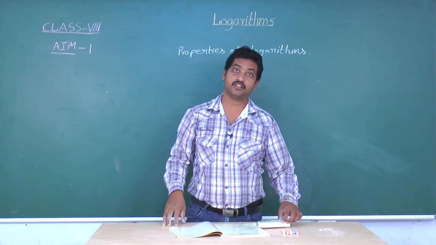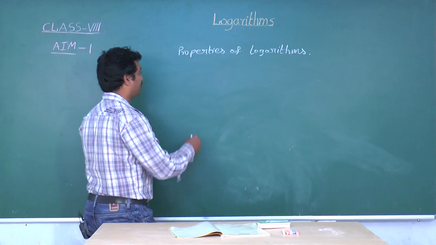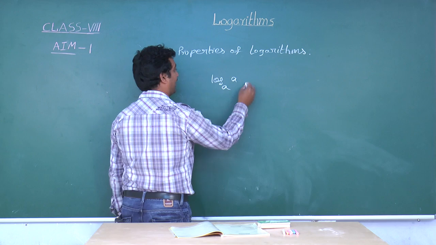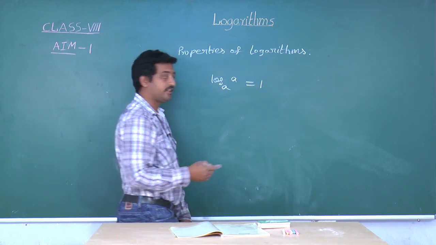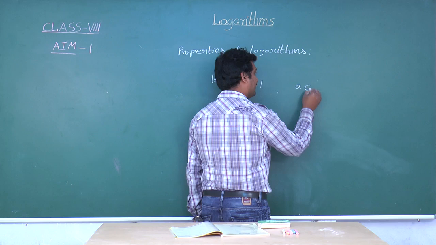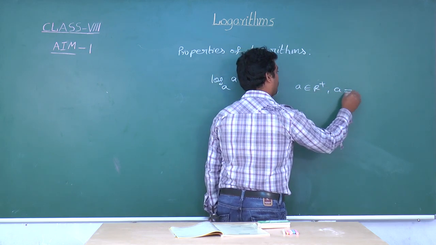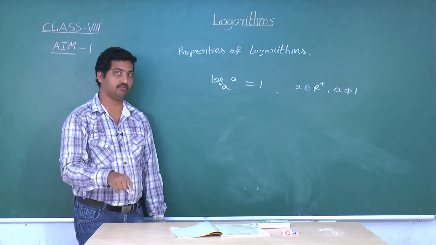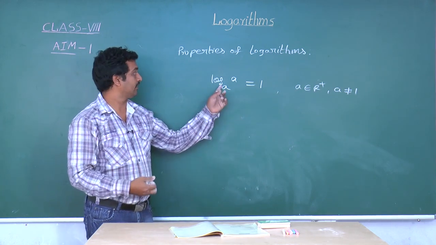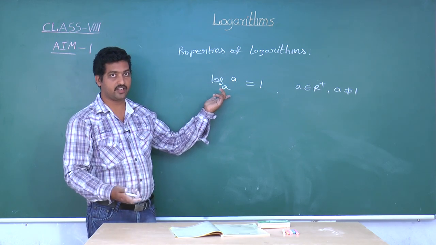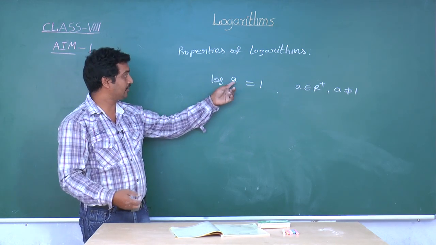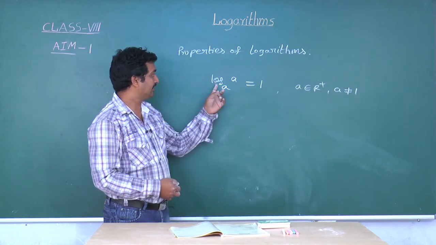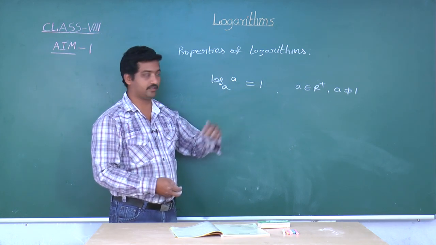Logarithm of a number with the same base is equal to 1, that is, log a to the base a is equal to 1. Here we need to restrict a: a belongs to R plus and a is not equal to 1 also. These two conditions need to be given whenever you write the logarithm with a variable. Here a is a variable and may take any value, but we need to restrict this a value. a belongs to R plus, a not equal to 1. In this case, log a to the base a is equal to 1.